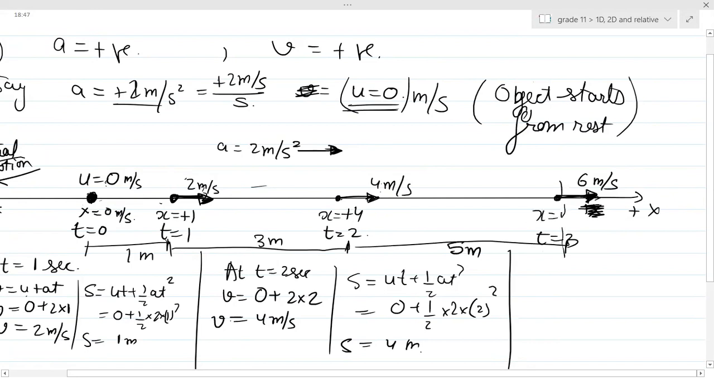So it will become x equals to plus 9. If you want, you can solve it. S, the displacement in the third second, will be equal to 0 plus half a t square, which will be 0 plus half into 2 into t square. So this will be 9, right? Is this clear, guys? So can you see x equals to plus 9 from the start? Is this clear, guys?